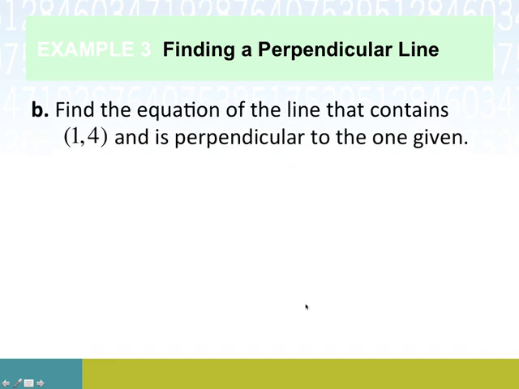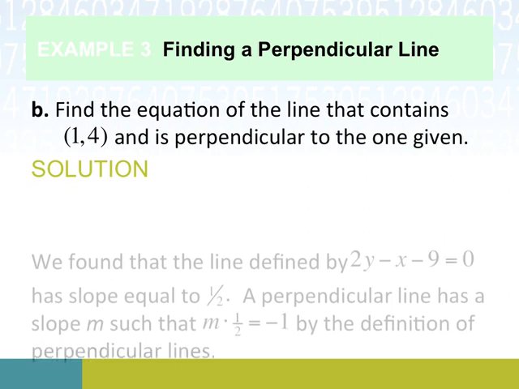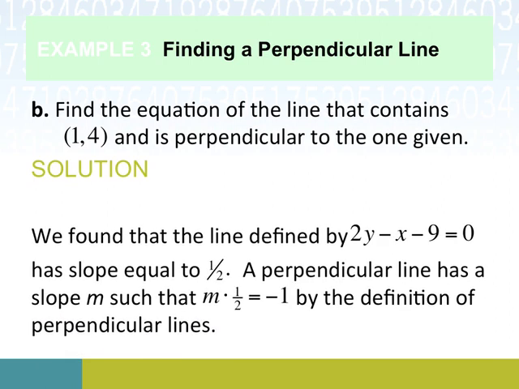Task 2, equation of a line that contains this and is perpendicular to the one that we were given. So here's our original equation. And we figured out in part A, so might as well use the hard work we've already put in, it had a slope of a half. And then revisiting our definition of perpendicular lines, if we take the slope of our new line, which we don't know yet, and multiply by the slope of our current line, 1/2, we're supposed to get -1.